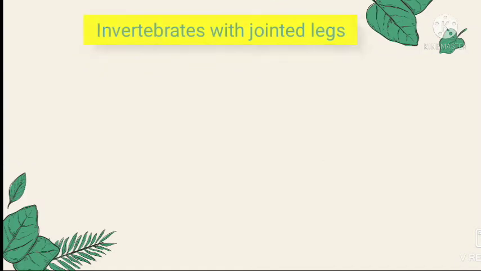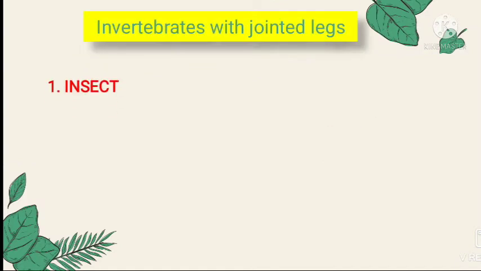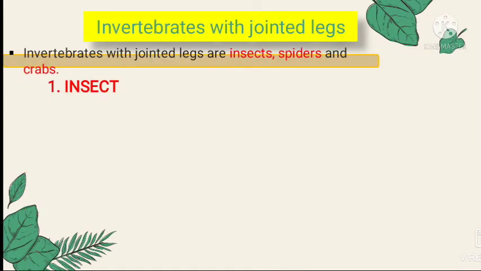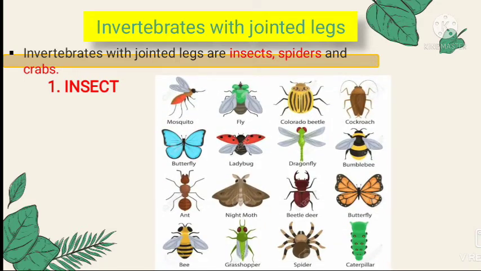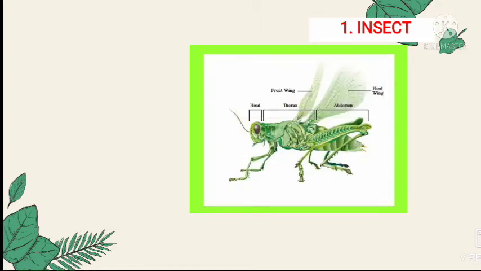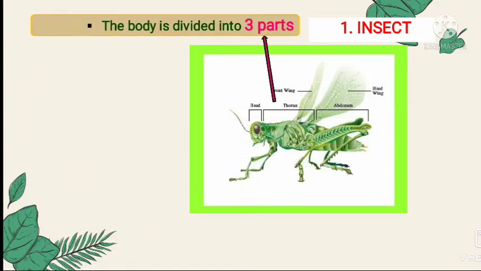Now welcome to the invertebrates with jointed legs. In this chapter, we're gonna discuss examples of invertebrates with jointed legs, such as insects, spiders, and crabs. And here we are in the insect world, an amazing world with a lot of color, function, and amazing stuff. First, let's take a look at the body of an insect. We divide the body into 3 parts: head, thorax, and abdomen.